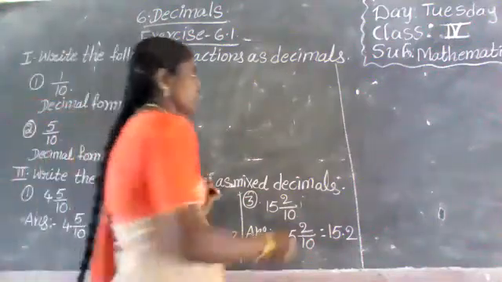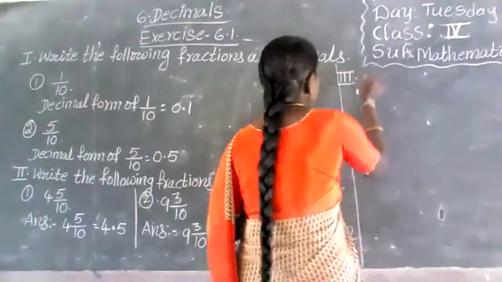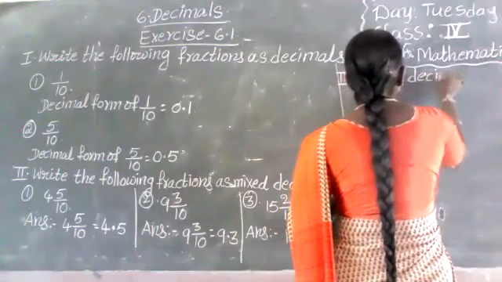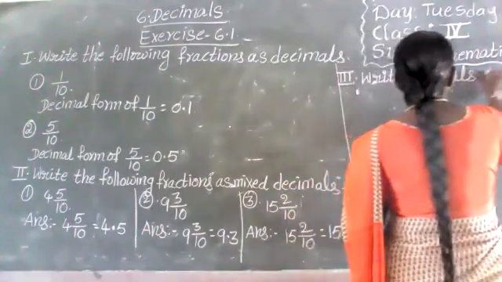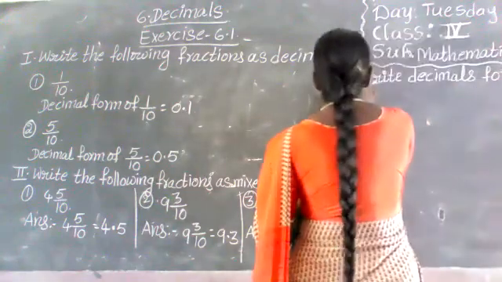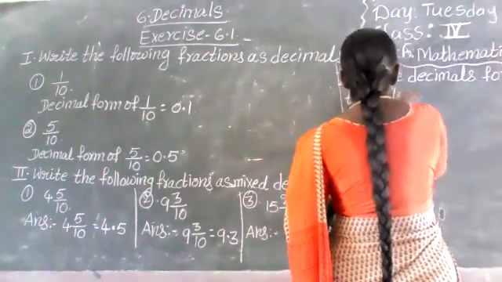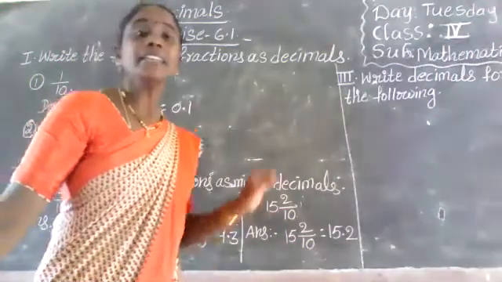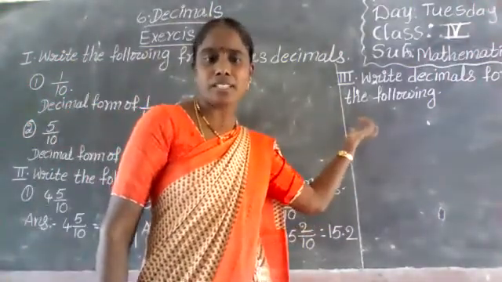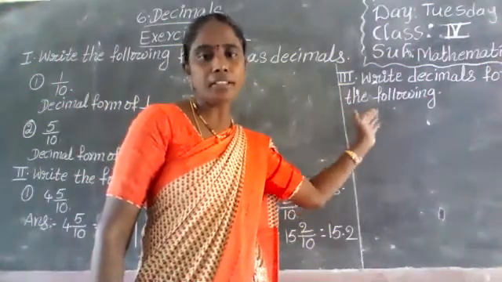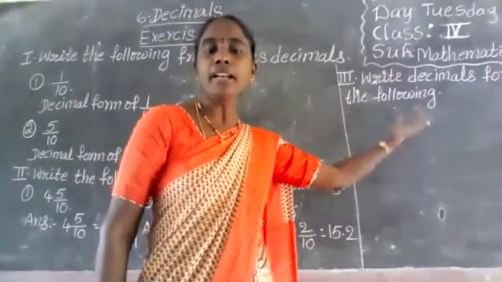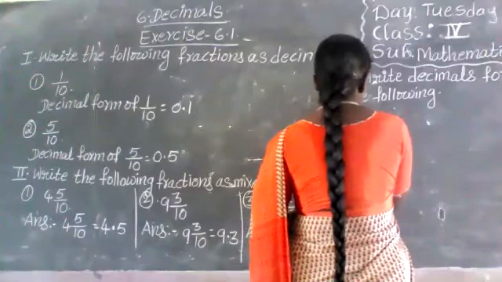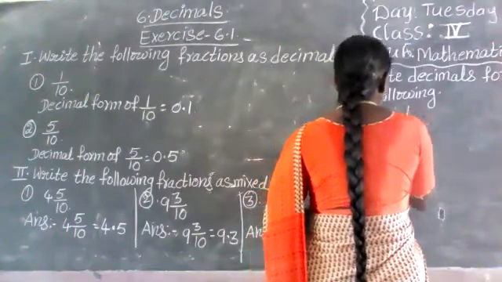Write decimals for the following. Here, what is given? First one, 3/10. Here the inverse is given, 3/10. So first we have to write in fraction form. Afterwards we have to write in decimal form. First, here given, 3/10.